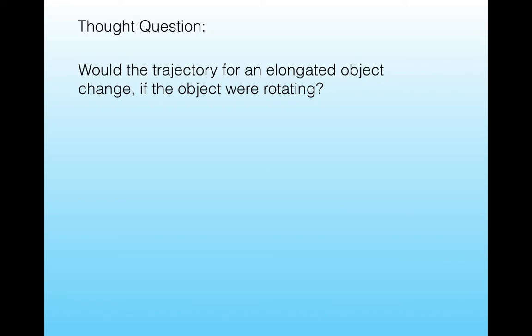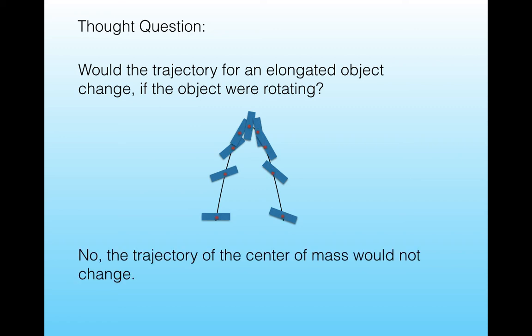Let's do another thought question. With the trajectory for an elongated object like a rectangle, would it be changed if the object were rotating? So let's think about this same rectangle that we've been thinking about. If you throw it in the air, and you can do the experiment for yourself and give it a little rotation as you throw it, you find again that the center of mass, represented by these red dots, would actually follow the same trajectory.